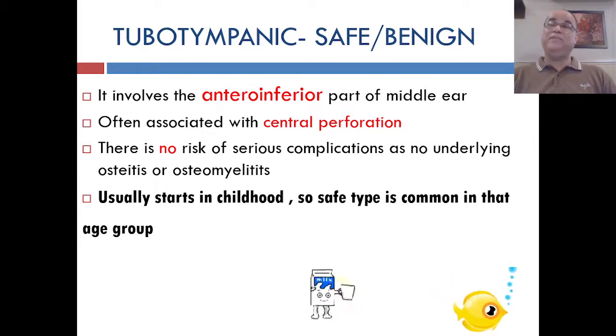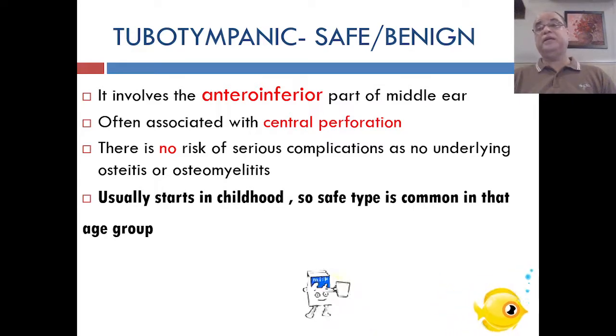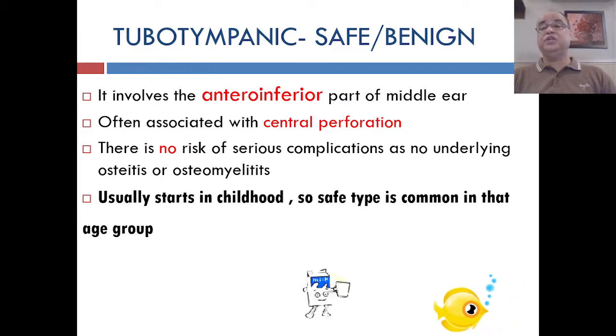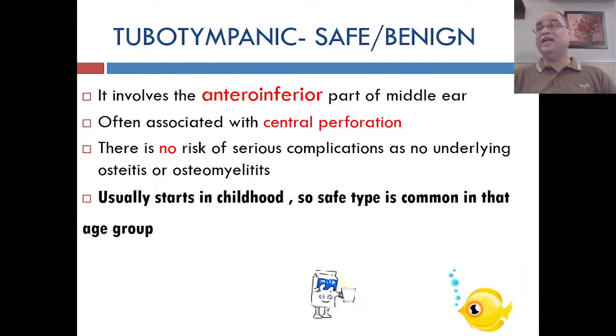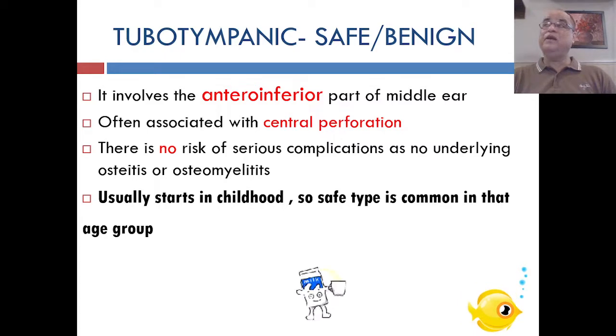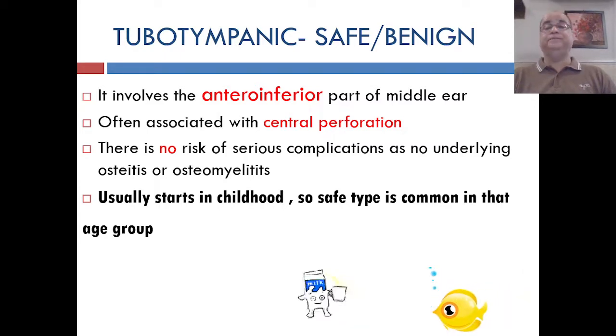So tubotympanic, as the name indicates, involves the anteroinferior part of the middle ear cleft. It is associated with central perforation. There is no risk of serious complications as there is no underlying osteitis or osteomyelitis, and it usually starts in childhood. So safe type is common in that age group.